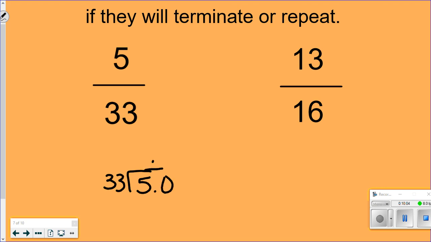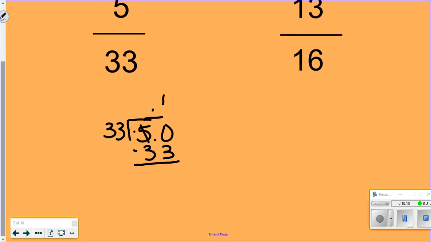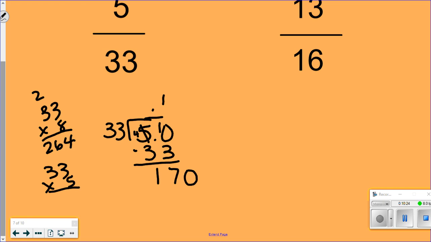33 goes into 50 one time. Okay, I'm just going to keep going here. Let's see, I have 4, 10, 17, 0, so 33 times 8, 4, carry the 2, 24, 25, 26. Okay, that's a little too high. 33 times 5 would be 15, 165. I'm just going to keep bringing zeros down.